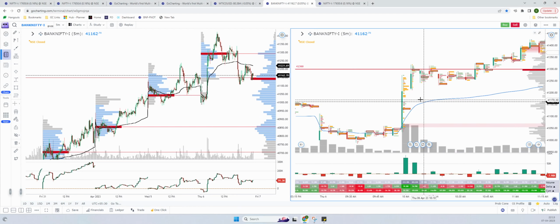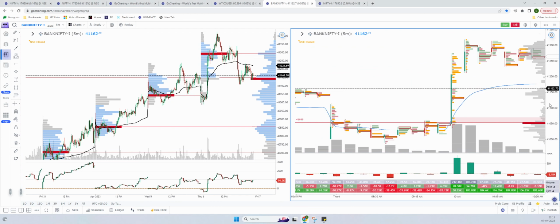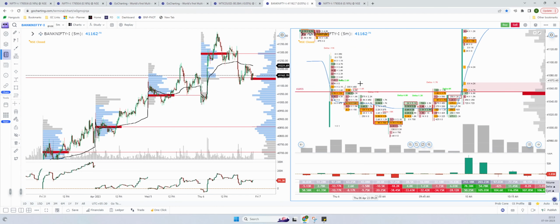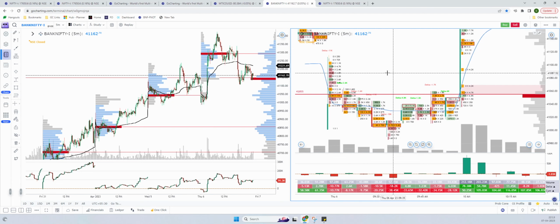This is the order flow chart from that Thursday. What was happening here is two things. One, there was an immediate rejection at the open. So this VPOC, or this immediate rejection level, becomes important, which is around 41,050.